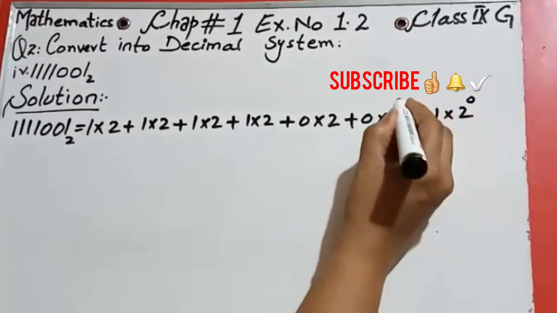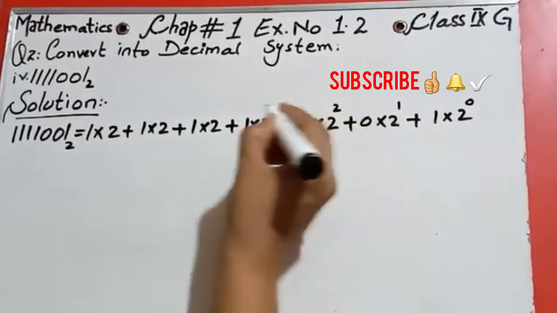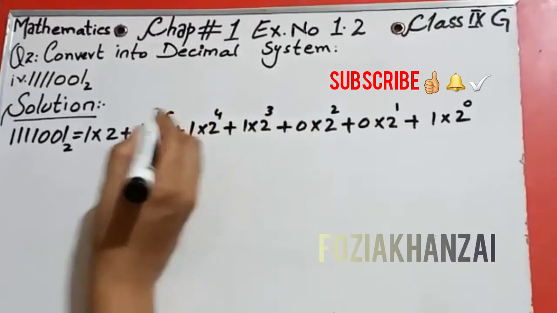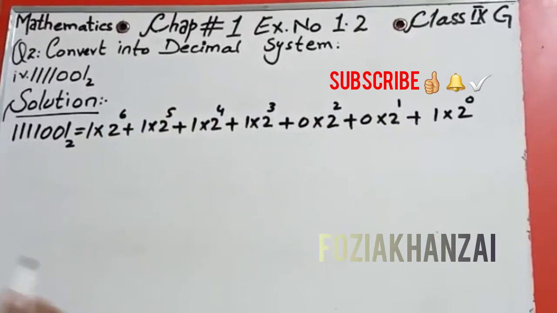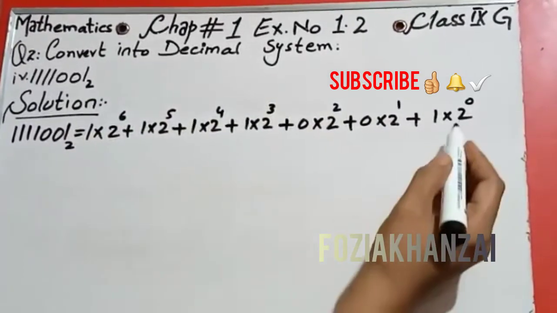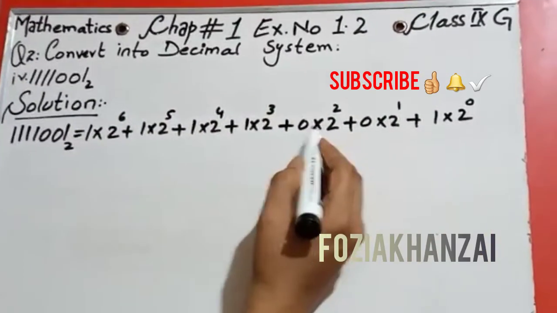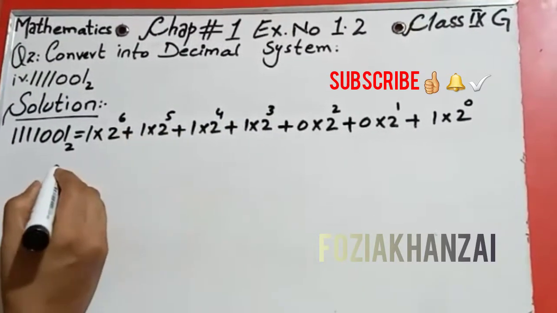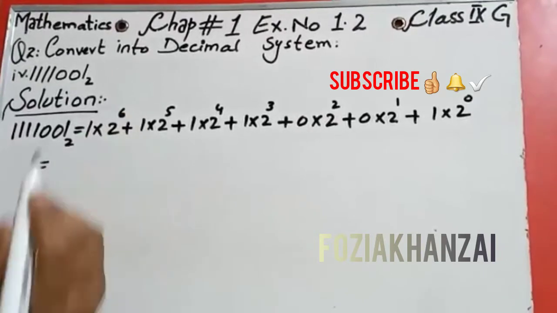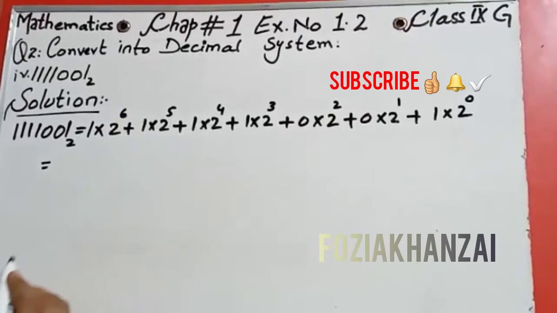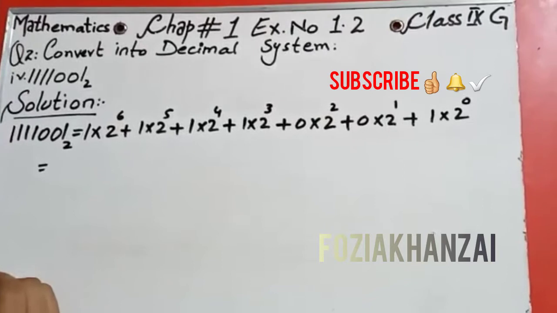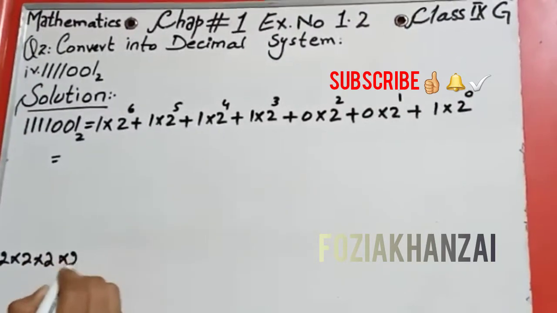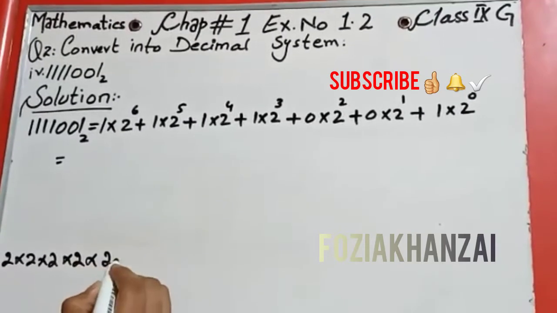0, 1, 2, 3, 4, 5, 6. Correct power? Power 0, power 1, power 2, power 3, power 4, power 5, power 6. Power 6 means 2 we have 6 times. Correct? So 2 multiplied 6 times.